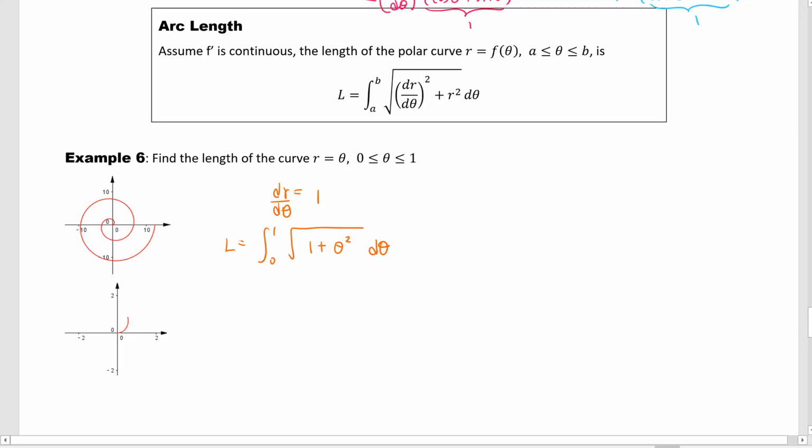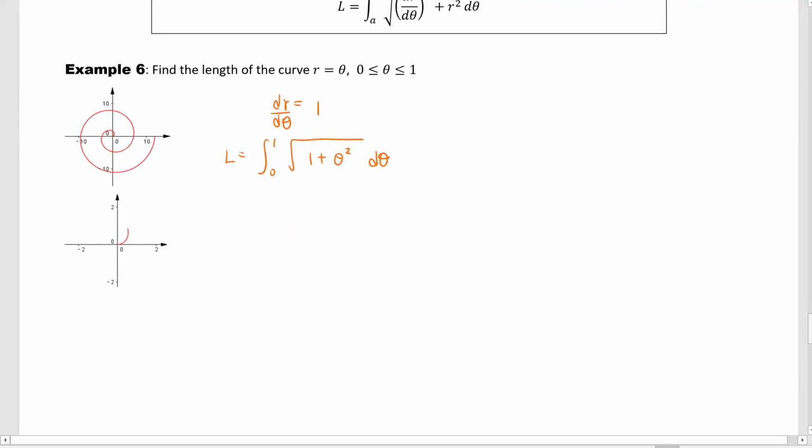Okay, and how do we compute that? Well, 1 plus theta squared inside the square root. But first of all, we're not able to make a complete square out of 1 plus theta squared. So in this case, we actually need trig substitution. Yeah, this example is actually quite challenging. Okay, so trig substitution. But because we already have the theta, let's use the angle as x.